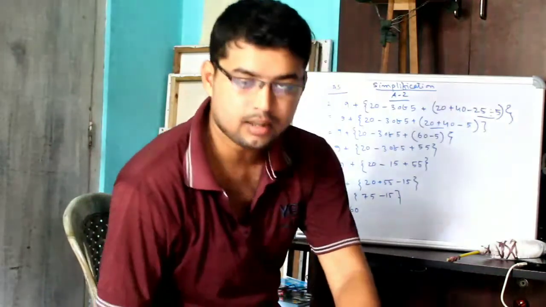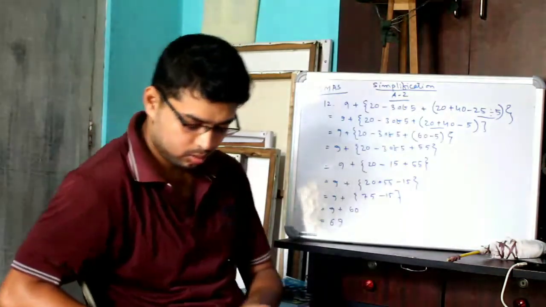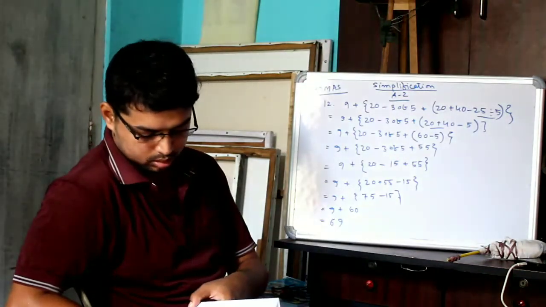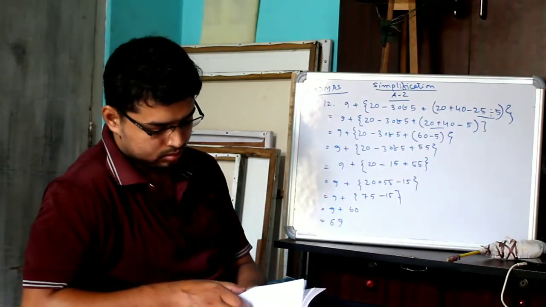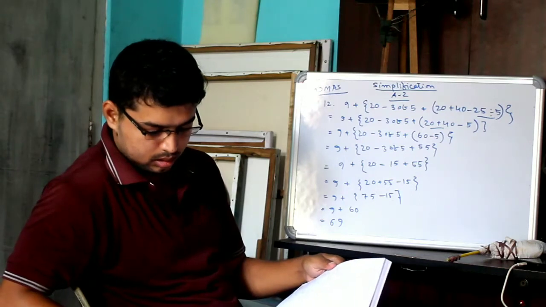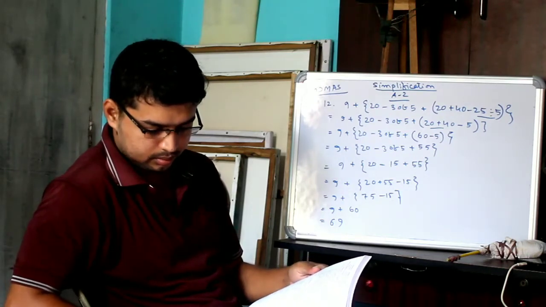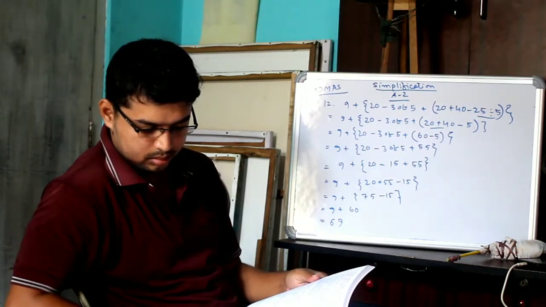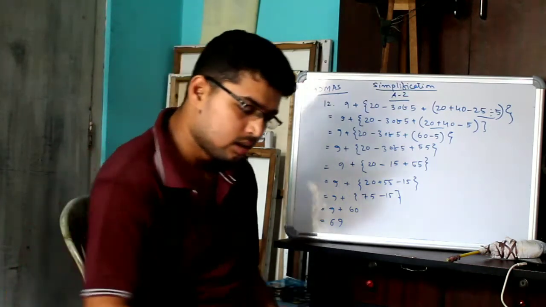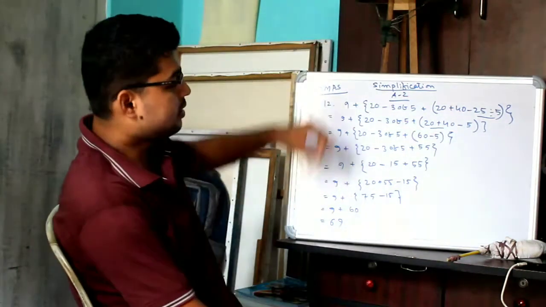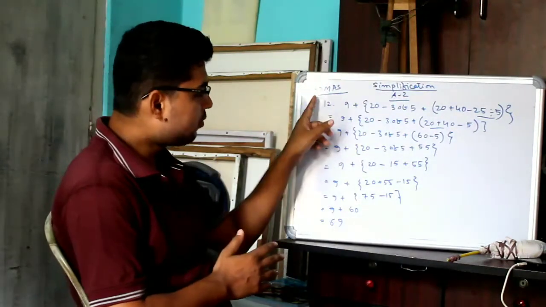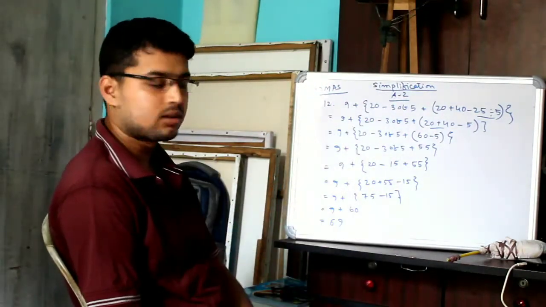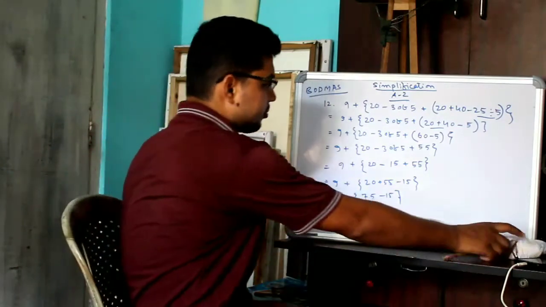Let me check the answer. Okay, Activity 2, simplification, number 12. Yes, 69 is the answer. So this is the process. First break the brackets, then of, then division, etc. So this is the process.